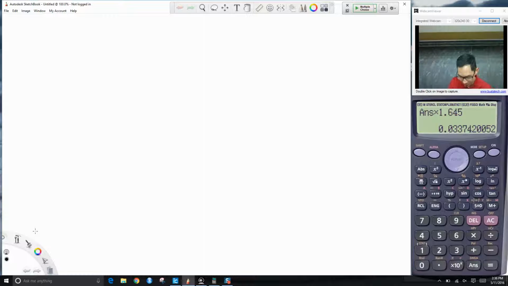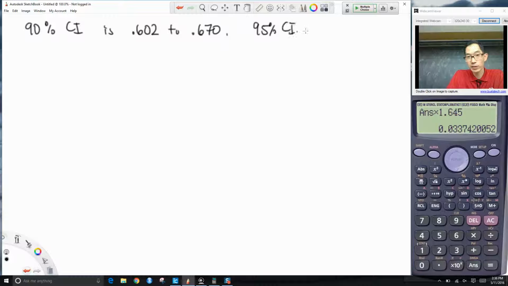Okay, let's continue on. Our 90% confidence interval is basically 0.602 to 0.670. And then our 95% confidence interval is what? 0.595 to 0.677.